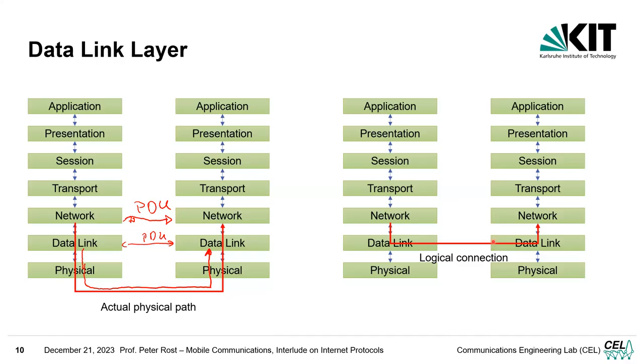So this level of abstraction avoids that we have dedicated data link layers for every possible physical implementation, because that would be quite a high complexity for the implementation. Okay.